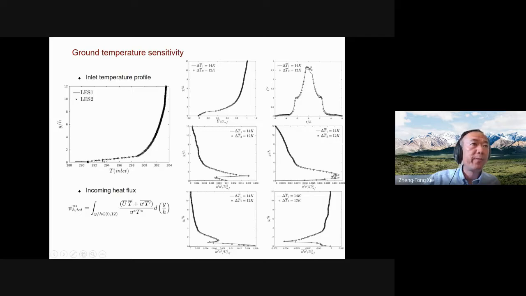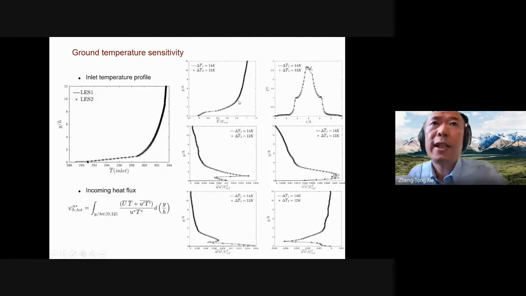So another one, this one. One is based on the wind tunnel work, which is a 12K difference. Another one, we assume there is a 2-degree uncertainty on the temperature of the ground of the wind tunnel flow. So we add a 2-degree difference on the ground, and then we assess the difference in the final results.